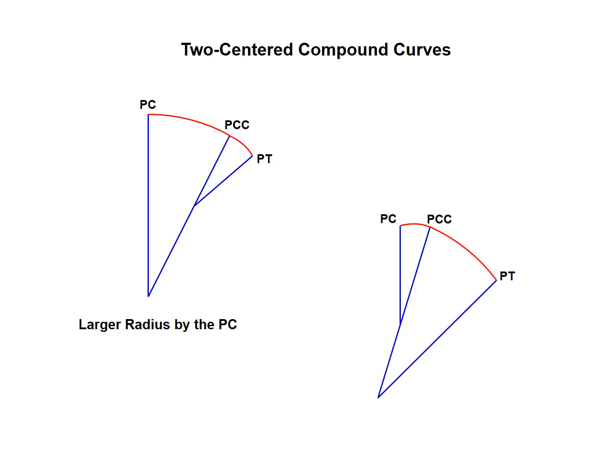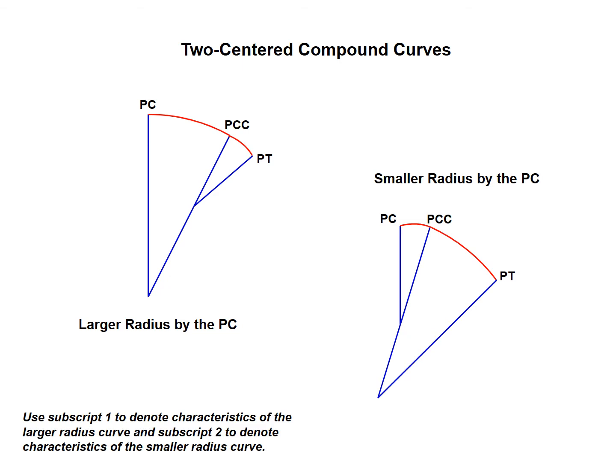We have two possibilities, one where the larger radius is by the PC and one where the smaller radius is by the PC. We'll use the subscript 1 to denote characteristics of the larger radius curve and the subscript 2 to denote characteristics of the smaller radius curve. So we'll carry that throughout all of our images and our calculations. Subscript 1 and 2, the larger radius. So anytime the value of the radius is larger, that curve gets the subscript of 1.